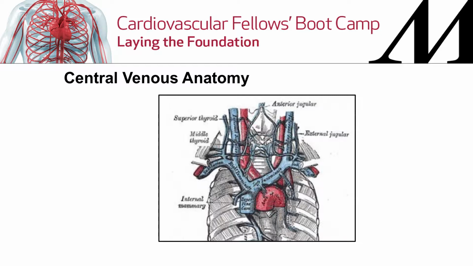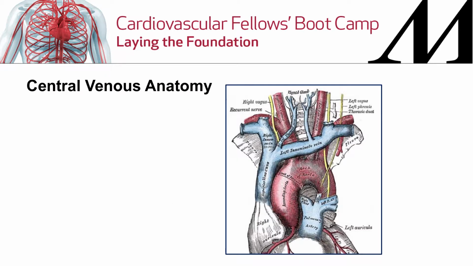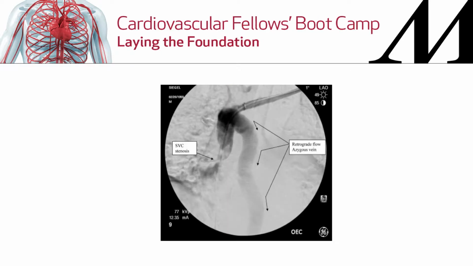So you have two turns that may become significant, and this is the reason why we don't choose the left IJ first. This is something that can be easily dealt with by placing a stiffer wire in order to allow for a catheter to go in easily. But this is the reason why we always choose the right IJ if we can. Again, this is another depiction of that left IJ coming in, as you can see, a number of turns.